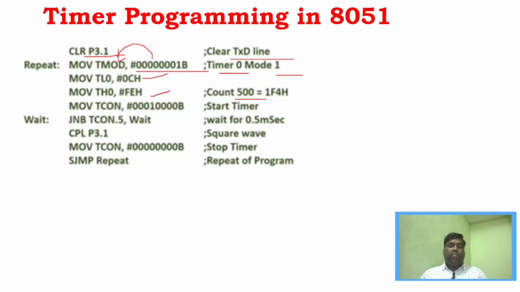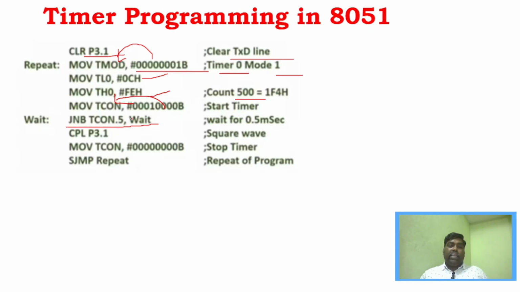That is the value of this 500, it is fed here. And also now we have to start the timer. To start the timer, we know what the value is, so this value is fed into the TCON register. Whenever the TCON register has this particular value, it starts the timer. And we have already seen when this particular bit will be enabled. This is the same instruction which we followed in the last program, the same operation which we did in the last program.